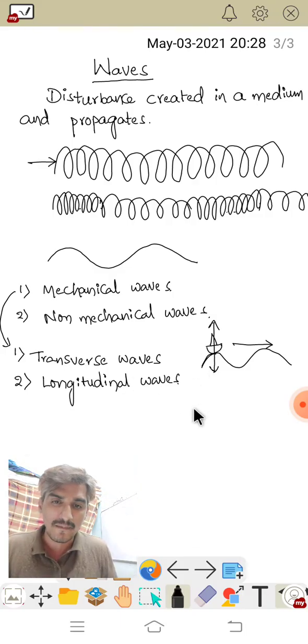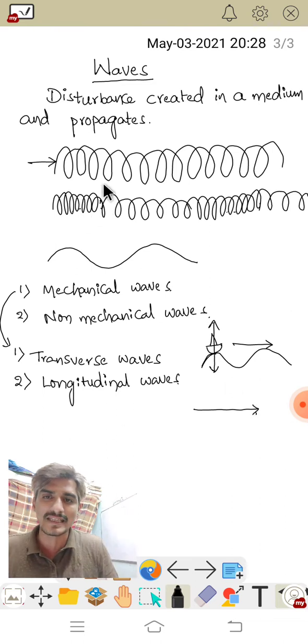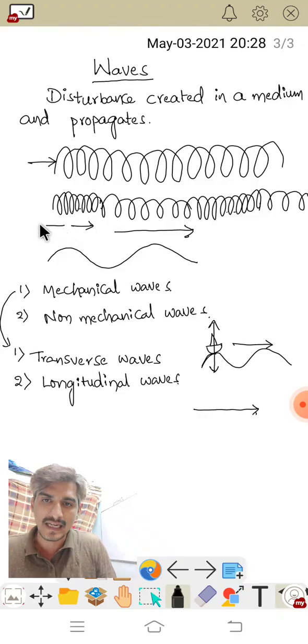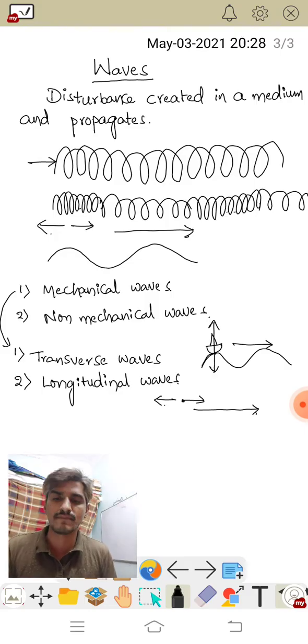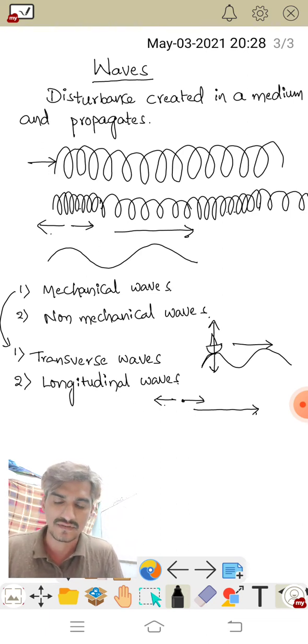Longitudinal waves means, suppose if this is a propagation of wave, in this example you can observe. Here this is a propagation of wave as well as these springs are oscillating about their mean positions like this. Means the direction of oscillation is parallel to the direction of propagation of wave, along the direction of propagation of wave. That is called longitudinal waves. Example, sound waves in air or sound waves in any medium are the best examples for longitudinal waves.